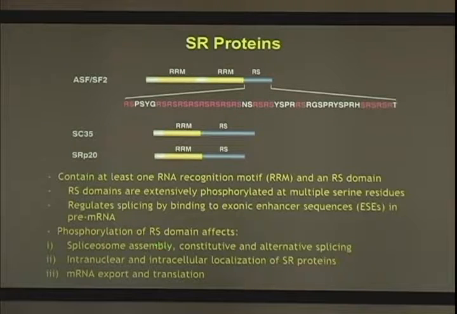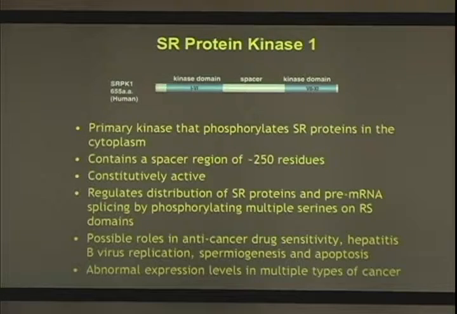It's known that phosphorylation of the RS domain is very important. It affects spliceosome assembly in both constitutive and alternative splicing. It's important for intranuclear and internuclear localization. It's also important for mRNA export. After splicing, they also play a role in exporting mRNA out of the nucleus to the cytoplasm for translation.